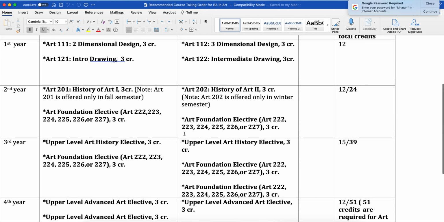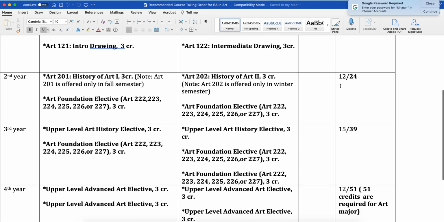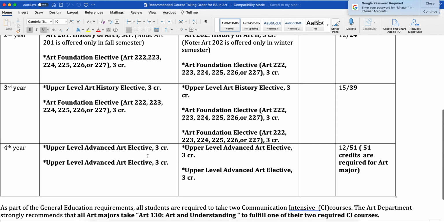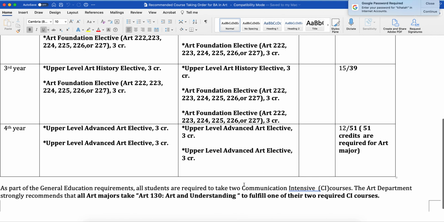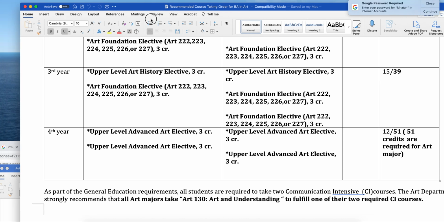So it's pretty simple. 12 credits here, 12 credits here, make it 24. Then ask you to take 15 credits here and make it 39, and again 12, make it 51. Okay, all right, then the last one is BFA.